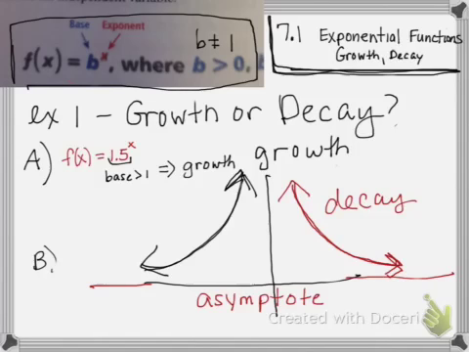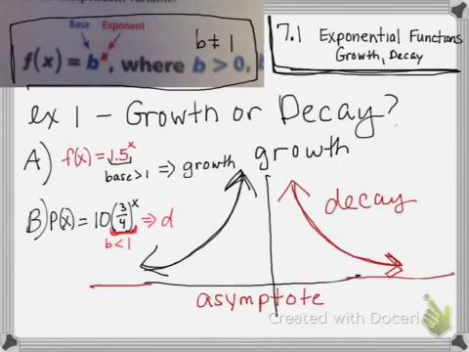Let's try another one here. Example B. Let's make example B P of x. That's just a new name. But let's put a 10 as a multiplier. And then let's make our base 3/4. Our exponent is still x. So again, we're looking at the base. Where's the base? The base is right here. It's not the 10, it's the thing that's being raised to the power. So since my b is less than 1, or a fraction, I say that this one matches the red graph, or decay.